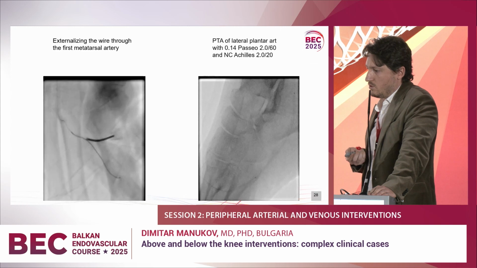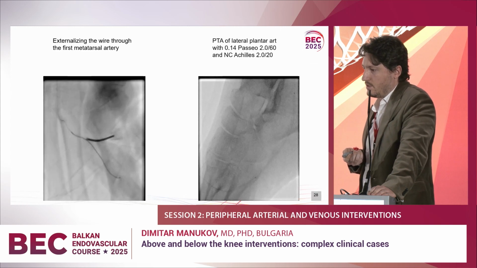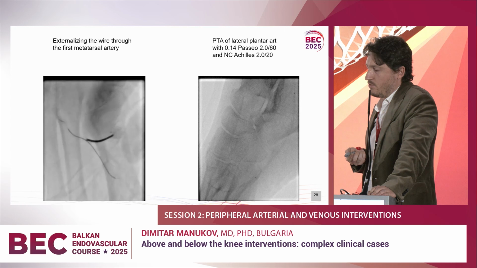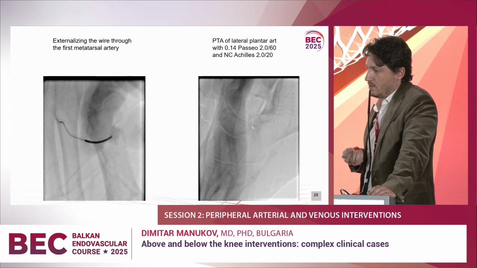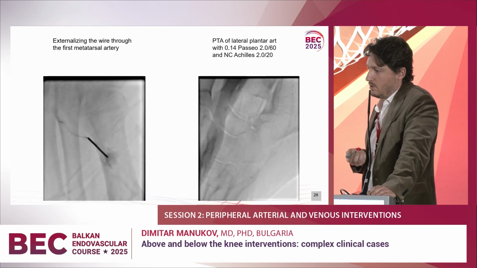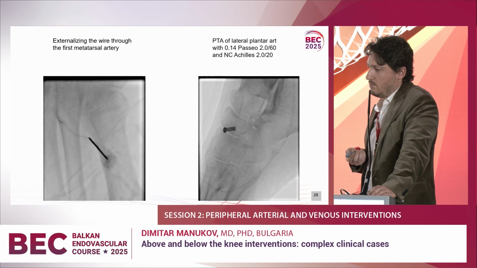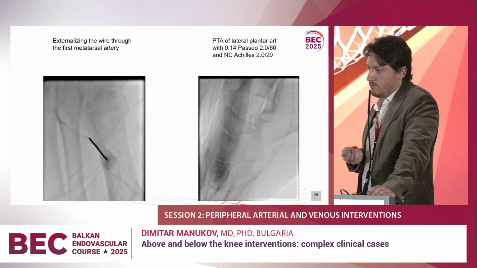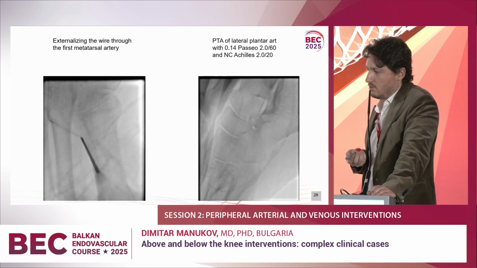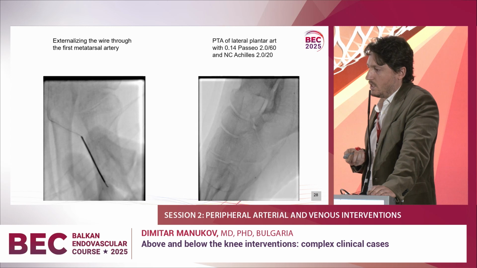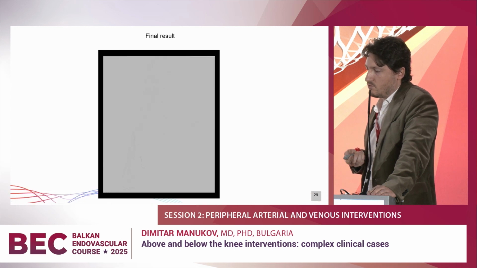pass the balloon. So what we did was we punctured the first metatarsal artery, as you see on the left, and through the needle we externalized the wire, and by this we could push the whole system, the wire with the pre-mounted balloon on it, finally reaching the distal lateral plantar artery. And as you see on the right, this is exactly the moment when we are pulling the wire with the balloon mounted on it. After that, we made a quick PTA with Paseo 2.0 and NC Achilles balloon to 22 atmospheres in this place. And this is the final result that we had.